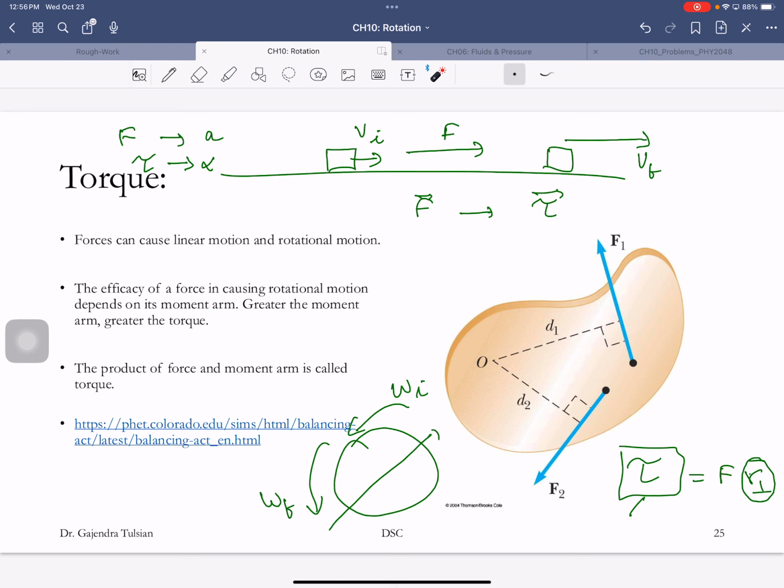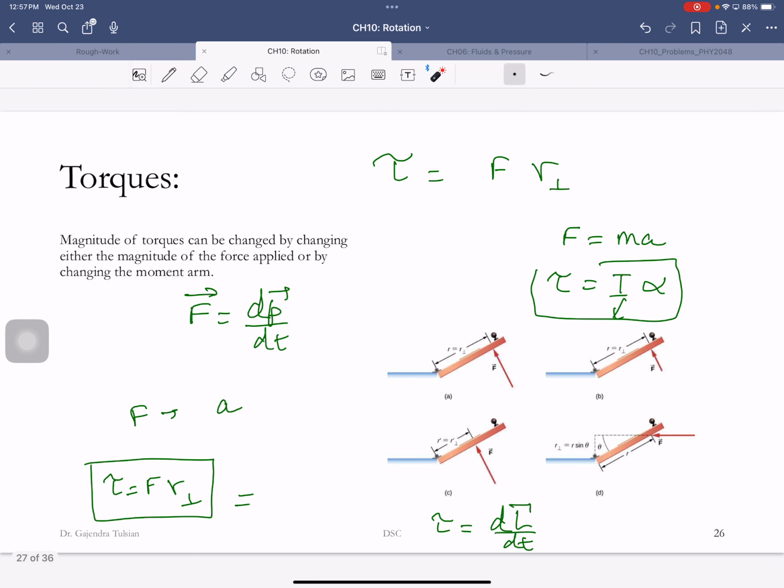So torque is defined as the magnitude of the force times the moment arm. And what is this moment arm? If this is the force and you're calculating the torque about that point, this perpendicular distance is the moment arm. So for instance, for this guy, you're calculating about that point, there's the moment arm. For this guy, there's the line of action of the force, and there's the moment arm.